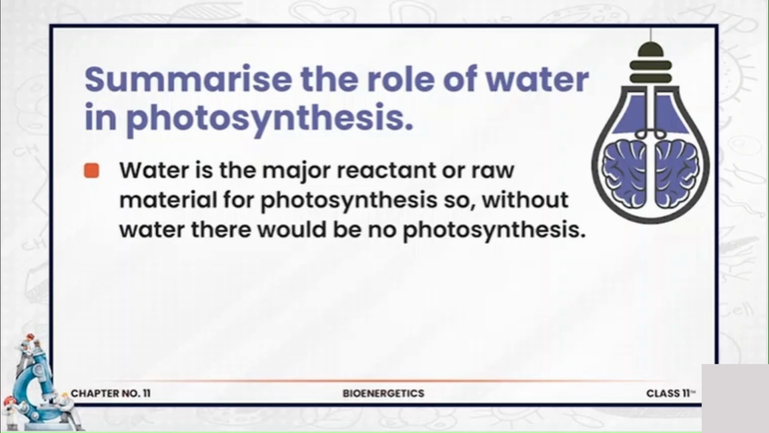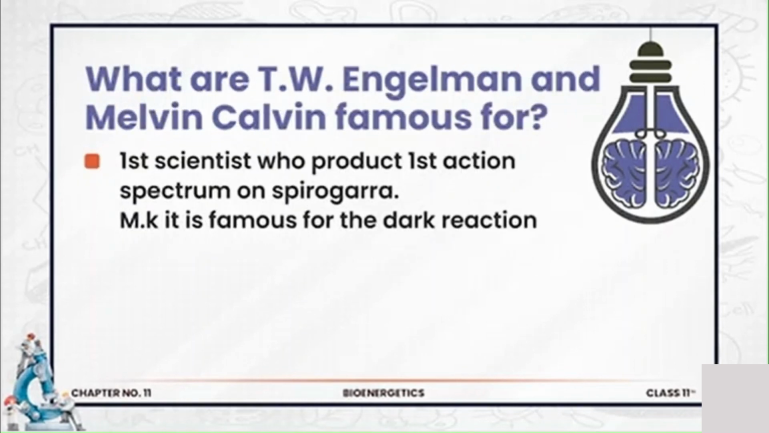Number 2, summarize the role of water in photosynthesis. So dear students, water is the major reactant or the raw material for photosynthesis. Without water there will be no photosynthesis, because if water is present then photolysis will occur, and the electron transport chain will come and the light reaction will move on. The electrons will fill the gap in the first, the photosystem 2. And number 3, what are T.W. Engelmann and Melvin Calvin famous for? T.W. Engelmann, you will remember, was the first scientist who produced the first action spectrum, on Spirogyra.